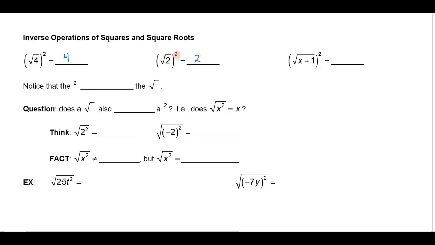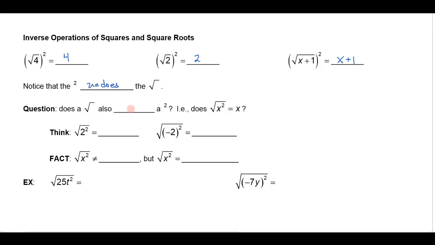And so what we're pointing out here is that the square undoes the square root, in the same way that addition undoes subtraction and division undoes multiplication. All right, so when I want the square root of x plus 1 and then square, this square is going to undo the square root, and I'm just going to get x plus 1. So again, the square undoes the square root.